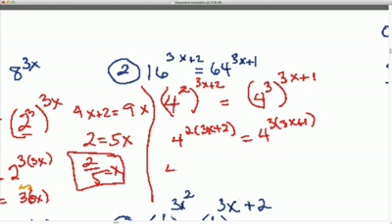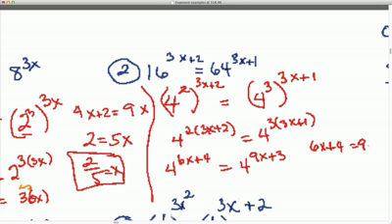Then you get 4 to the 6x plus 4. And then set the exponents equal to each other. Bring everything to one side. It's going to be 1 when I subtract 3 on both sides. Subtract 6x, you get 3x. So x equals 1/3. Okay? Hope this is starting to make sense now.